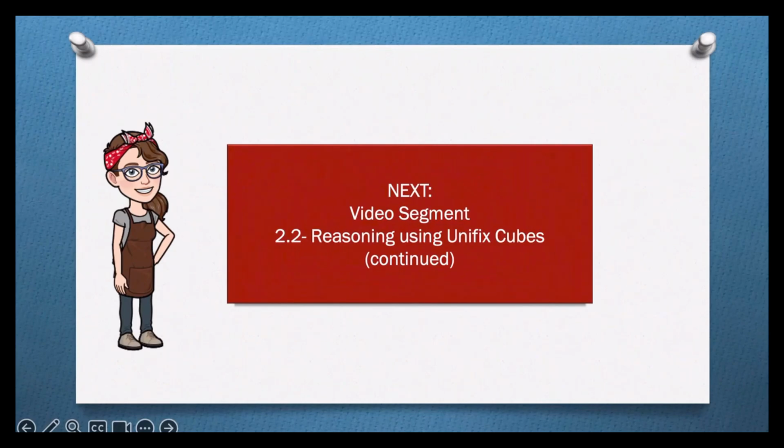Segment 2 continues the discussion of reasoning about Unifix Cubes activity.